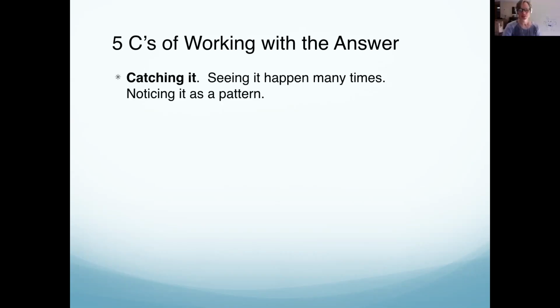So the first is catching it, seeing it happen many times and noticing it as a pattern. So it might be a way the body is moving, or it might be cutting off from emotion, or it might be getting angry, or maybe some way that you'll see them doing something. Most of the time it is when they begin to get close to pain that this will start happening. So becoming curious about it. We're going to ask about it too.